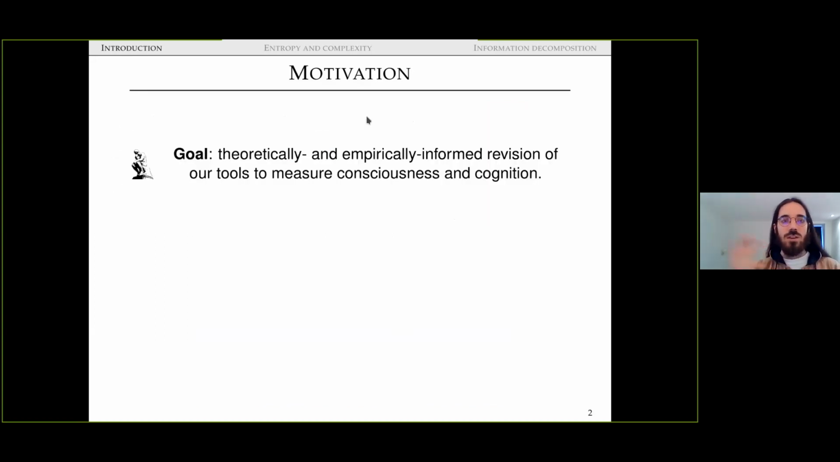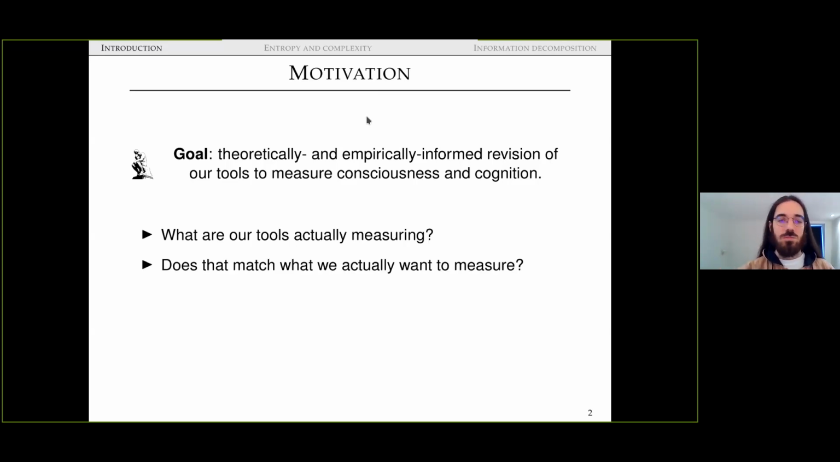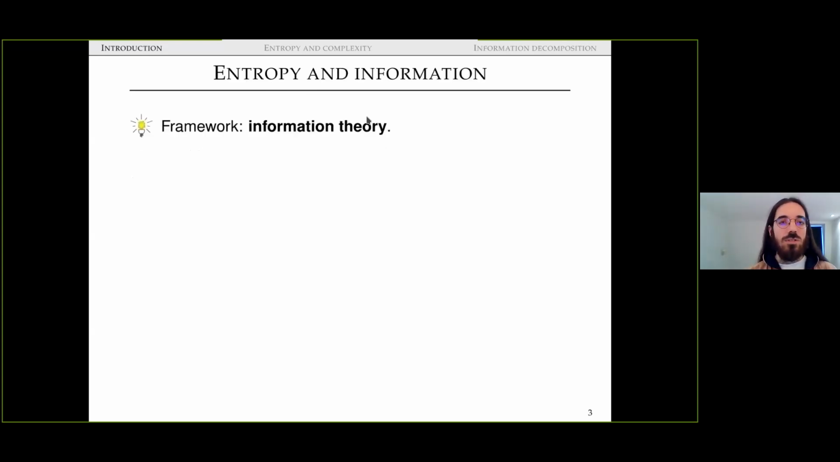With that in mind, my goal for a whole research program in general, and the brief snapshot I'm going to present today, is basically to do a theoretically and empirically informed revision of our tools to measure consciousness and cognition. More specifically, this involves answering questions like: what are our tools actually measuring, does that match what we want them to measure, and can we improve them in some theoretically informed ways? To do all of this, my framework of choice is information theory, which is not really committed to seeing the brain as an information channel sending bits around, but more generally is a very convenient way to study and summarize the statistical structure of multivariate time series.